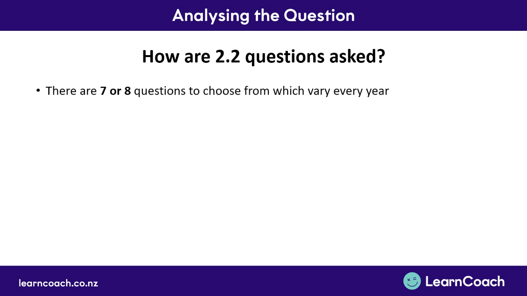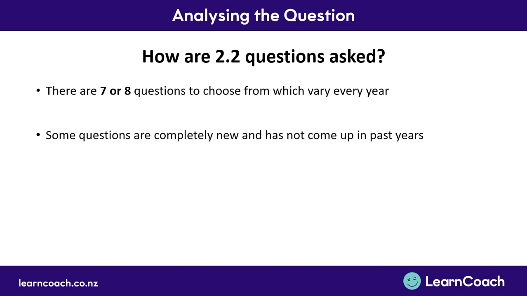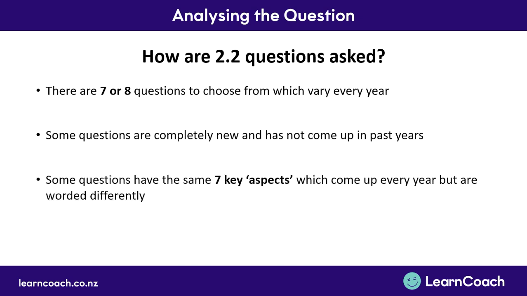So there are either 7 or 8 different questions given to you, and these sets of questions change every year. Some questions are new and you would have not seen them before in past exams, while others have the same 7 aspects which we will discuss in more detail in this video. Some examples are theme, character, and language features, but no need to worry about this for now. I'll elaborate more later on. 2.2 questions are relatively straightforward with their questioning, but the wording does vary slightly per year for these aspects.